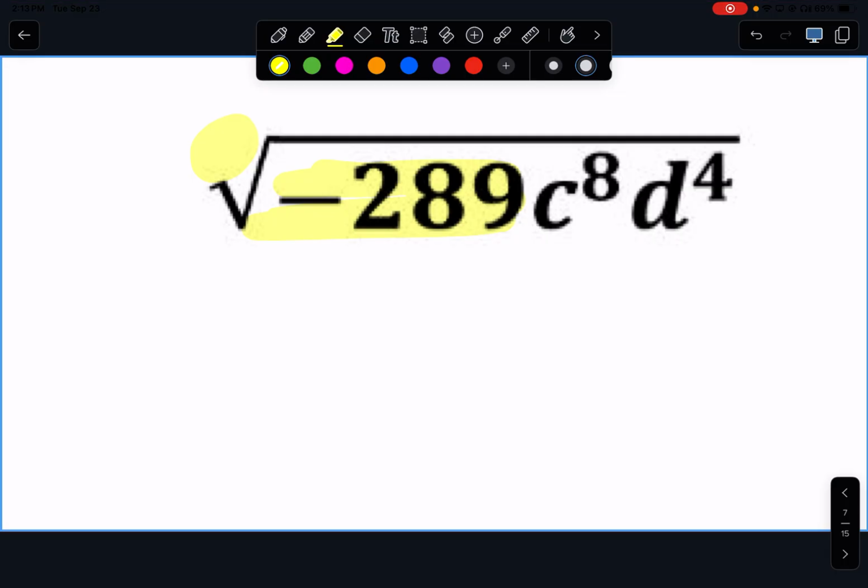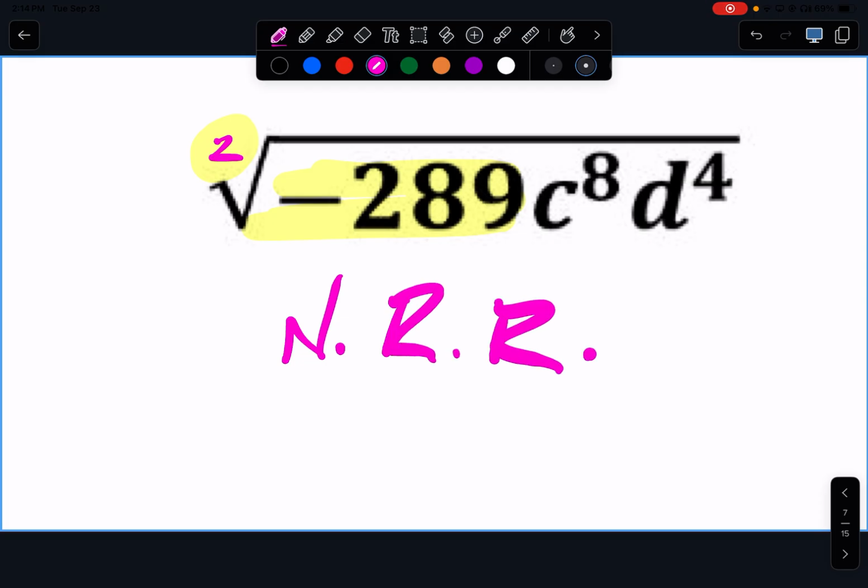So even if it's like, you said. All right, what do we notice about this? You want to take a stab, Riley? It's negative, yeah. Why is that a problem, though, here? Because there's a 2. Yeah, because our index is an even number, and our B, which is negative 289 right now, that's negative. Can we do that? Not right now, right? So what do we put? No real root. No real root.